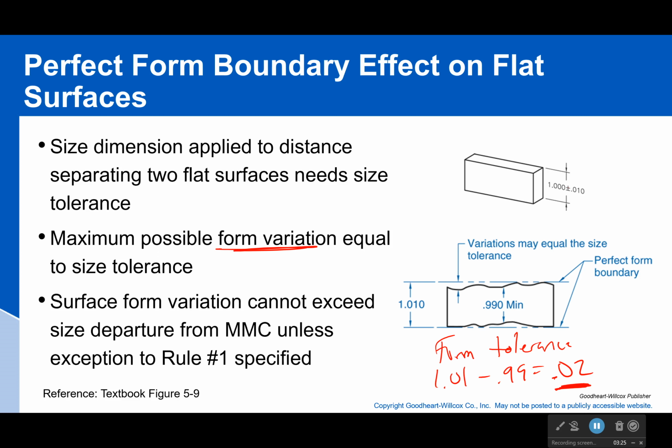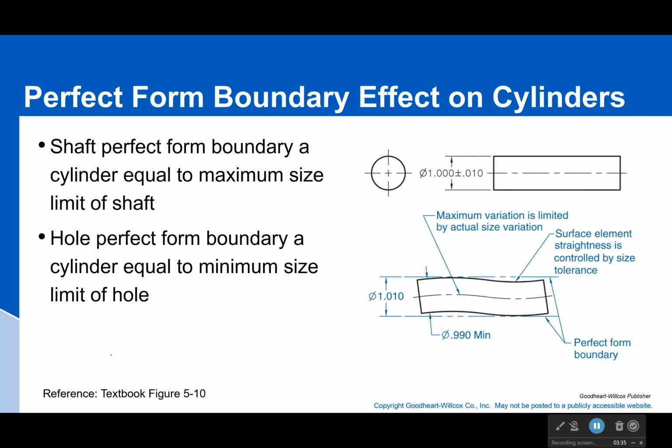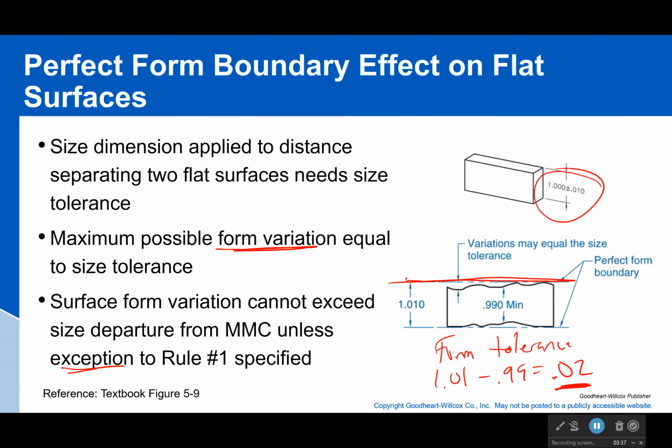Now, in most cases with just a size tolerance, I can't go beyond this line right here. However, there are ways to have an exception to rule number 1. For example, actually, I'll go back to this. If we were to apply a form tolerance and apply it at max material condition, then we would be able to break that perfect form boundary. We're going to see that a little bit later. I want to go ahead and throw that at you. This max material condition modifier is absolutely amazing.